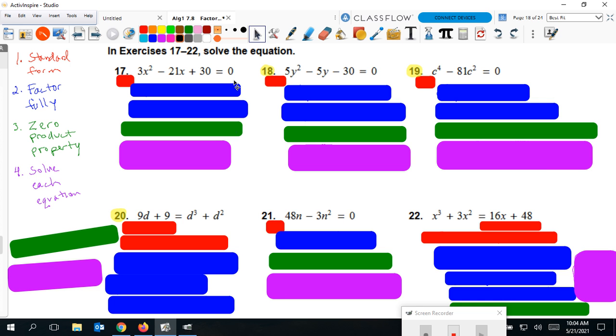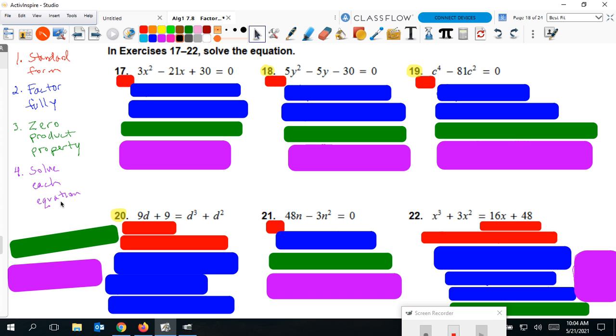But in order to solve by factoring, the first thing we have to do, and I wrote the steps over here, first thing is to make sure it's in standard form. It has to be standard form equal to 0. And you can see the top 3, and even number 21, is in standard form. So that's already done for us pretty much. So standard form is done there. And then we want to factor fully. That's the next thing to do. After we factor fully, then we want to use the zero product property, which means set each factor equal to 0 separately. And then the last thing to do is solve each equation.